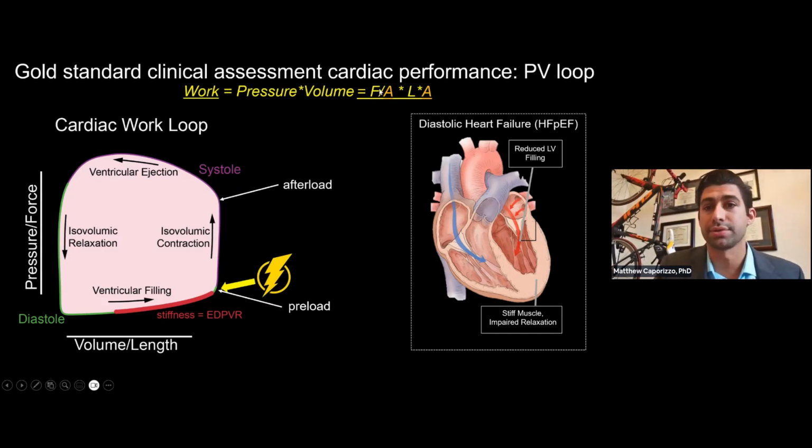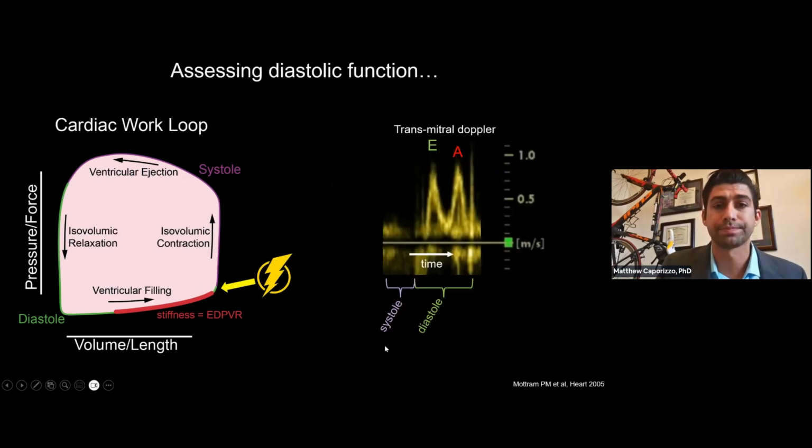As you can see, pressure is force divided by cross-sectional area. Volume is length times cross-sectional area. You can cancel the areas out. We define the afterload and the preload in the work loop, and systole is the contractile phase, and diastolic dysfunction occurs during this relaxation phase and the ventricular filling phase. And where stiffness really matters is at the end of this diastolic pressure-volume relationship.